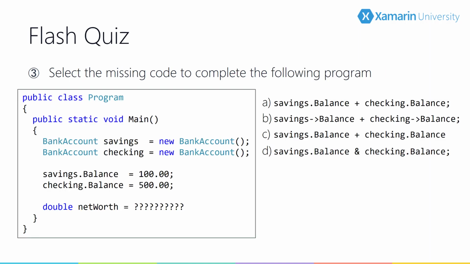And number 3, select the missing code to complete the following program. So the correct syntax for calculating net worth is A, it's savings.balance plus checkings.balance semicolon. The other ones have mistakes in them, so B is actually C++, C, there's no semicolon, and D, we're using the AND operator, which we wouldn't do in this case.